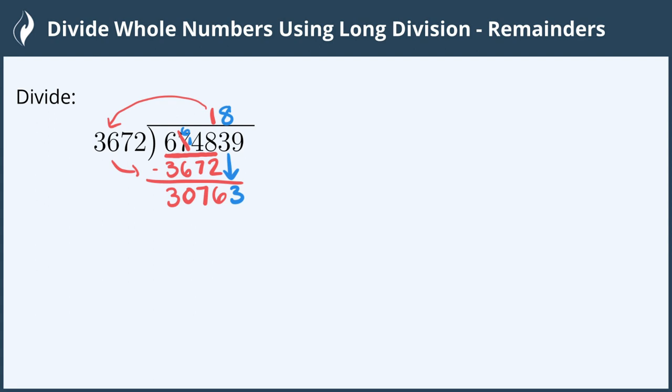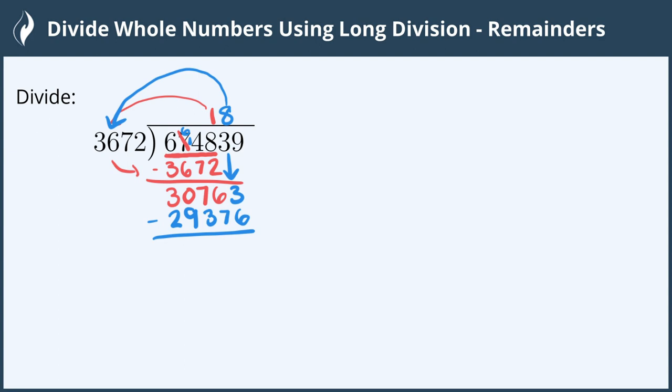8, and we're going to put it over the last digit of the number that we dropped down. 8 times 3,672 gives us 29,376. And that looks to be perfect. It's going to be less than our 3,672 when we subtract.